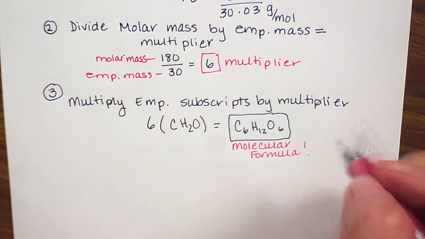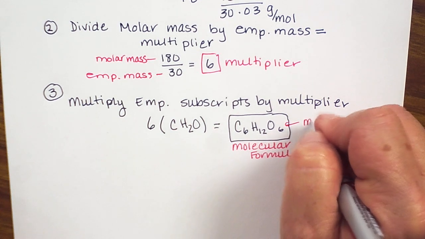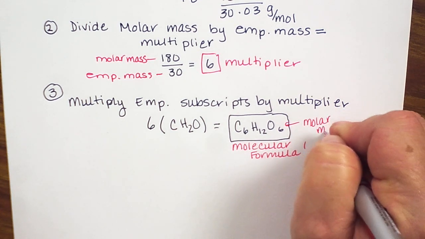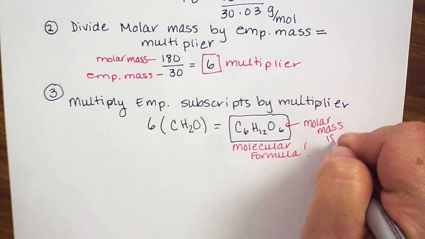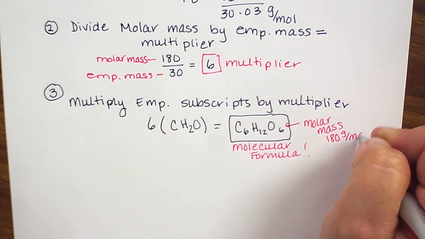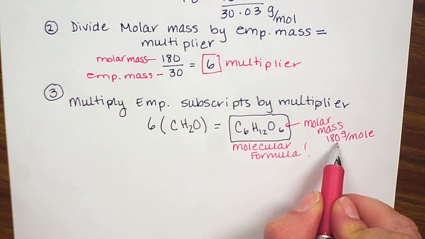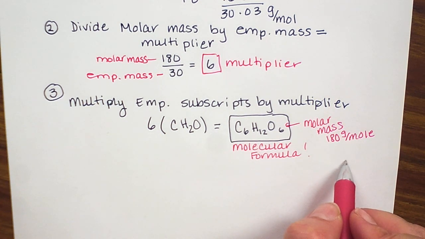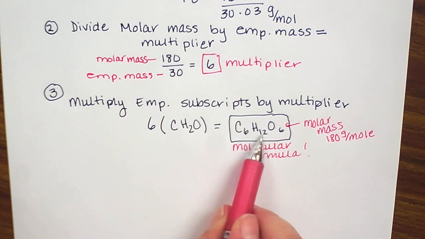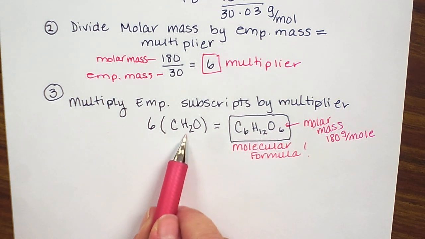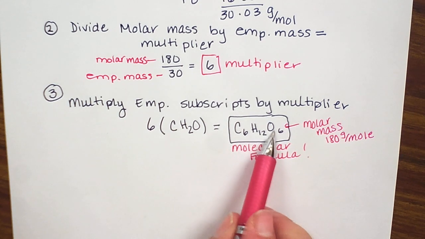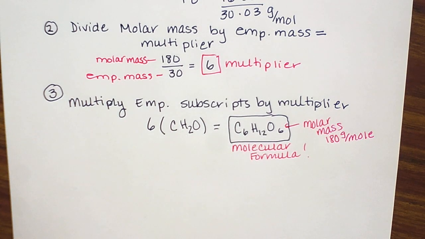All right, and by the way, this one has a molar mass of 180 grams per mole, and that was given. Okay, so this one has a molar mass of 30. This one has a molar mass of 180, 6 times that. This one has a molecular formula of C6H12O6. This one is a formula of CH2O, 6 times that. So that multiplier is both in the formula and the mass.